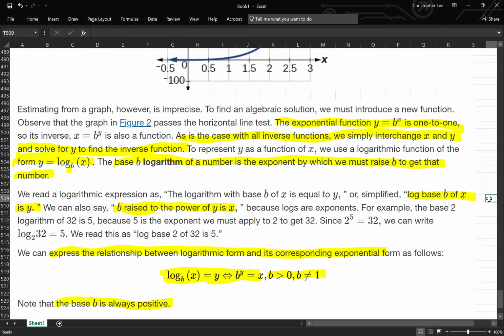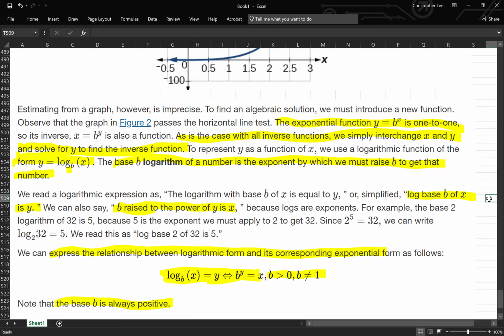Look, so estimating from a graph, however, is imprecise, right? To find an algebraic solution, we must introduce a new function. So observe from the graph that it passes the horizontal line test. The exponential function y equals b to the x is 1 to 1, right? So its inverse, x equals b to the y, is also a function, as is the case with all inverse functions. We simply interchange x and y and solve for y to find an inverse function. We know how to do that already, right?